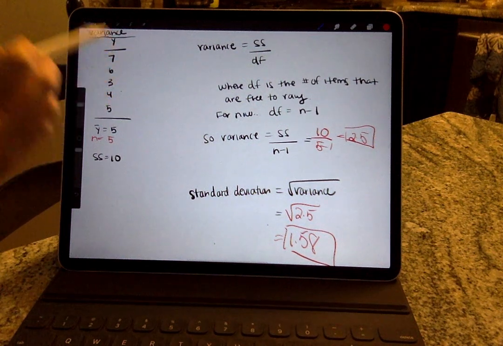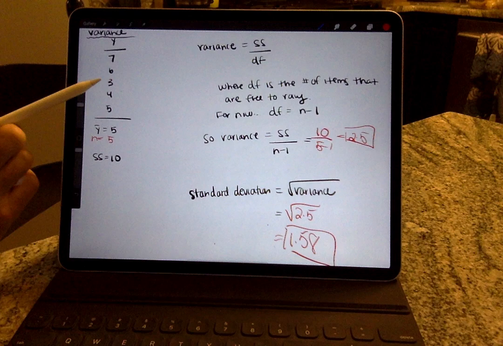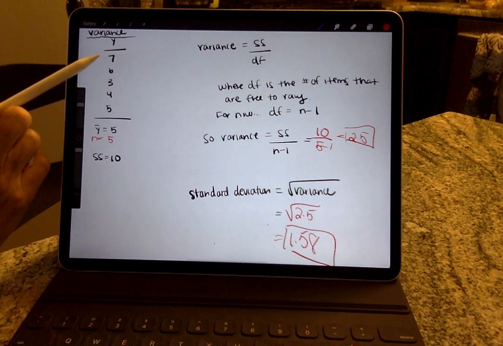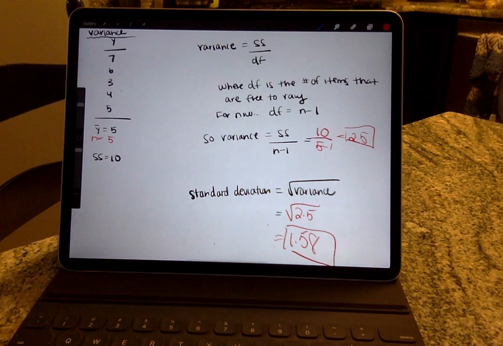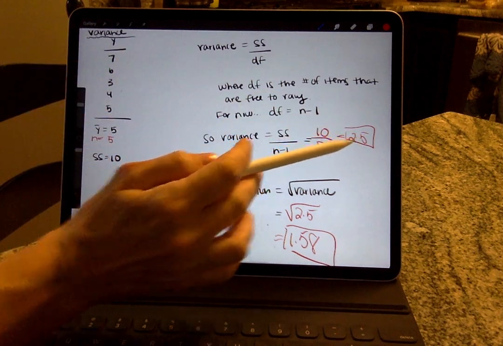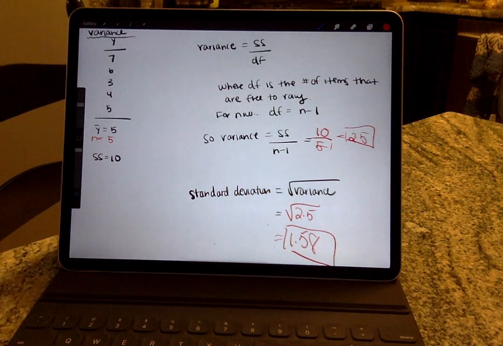And you can see when you look at this data set, the smallest number is 3, the largest number is 7. There's really only a 4-point range here. These numbers are really tightly clustered together. So we have this relatively small variance, relatively small standard deviation. What happens if one of these numbers is way outside of the range? What happens if we have an outlier? And so in the second problem, I'm going to show you how the variance and standard deviation change when you have an outlier.